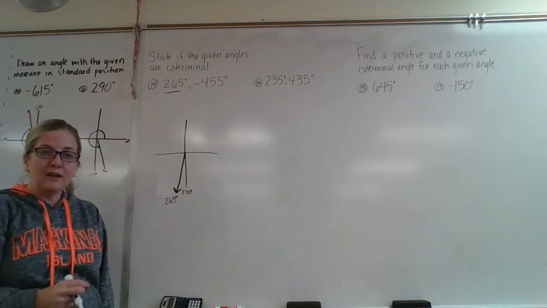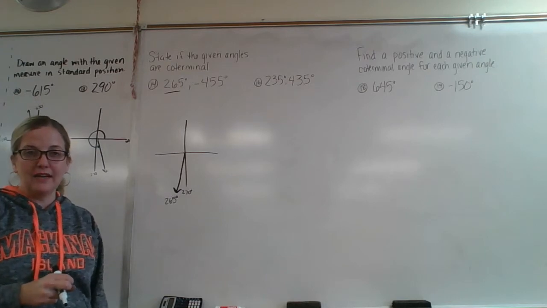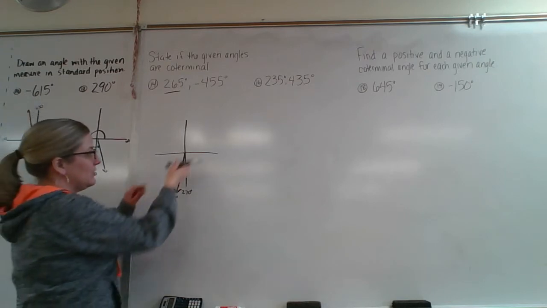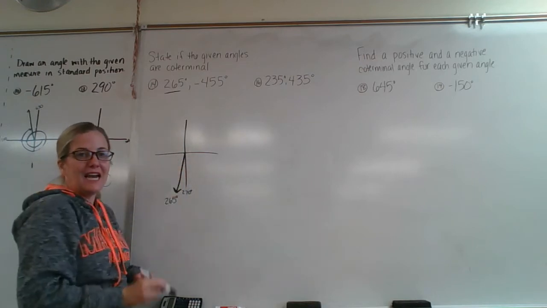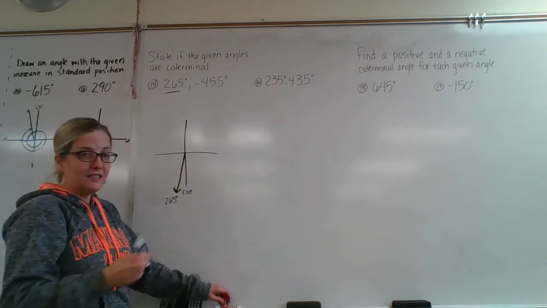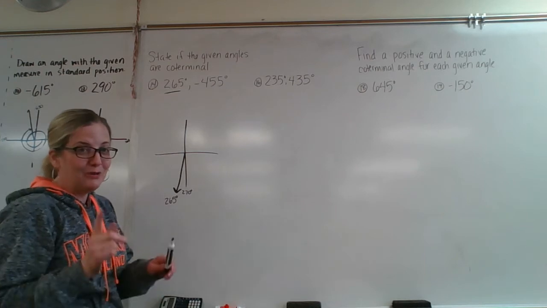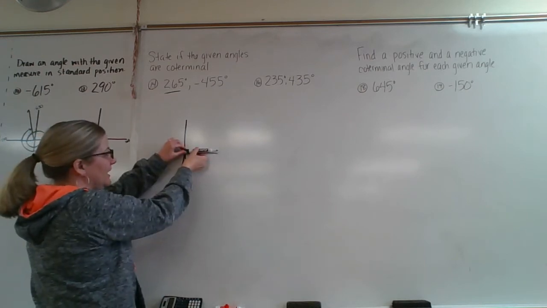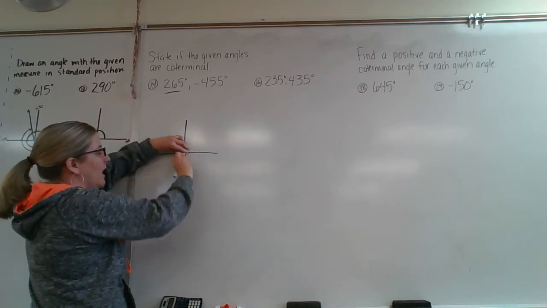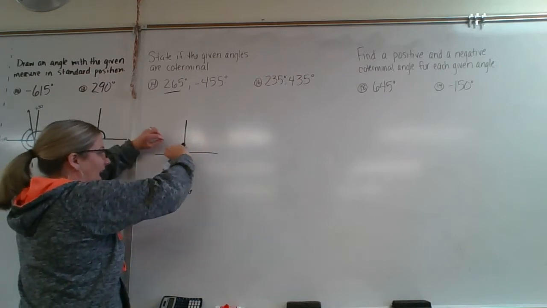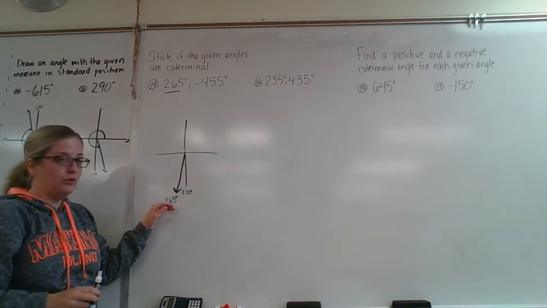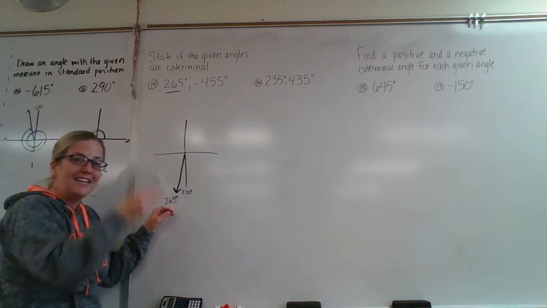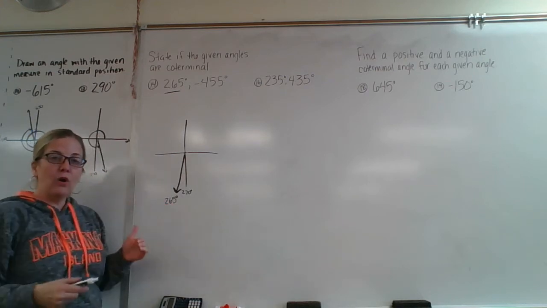A coterminal angle shares the same terminal side. What does that mean? It means when I start here and I rotate around, I have to land in this exact same spot. It doesn't say I can't rotate a bunch of times, which is how I get coterminal angles. If I started here and instead of stopping here, I went around again and stopped there, that would be a coterminal angle. It doesn't have the measure 265 because I went around an extra time, and that gives me a whole different degree.